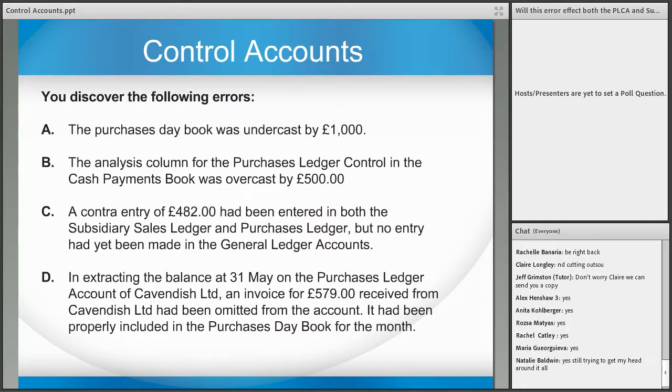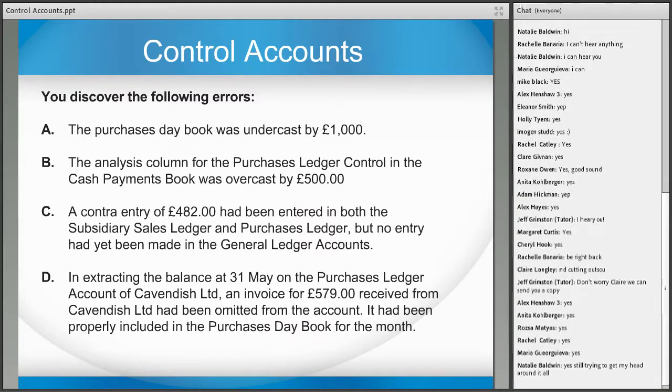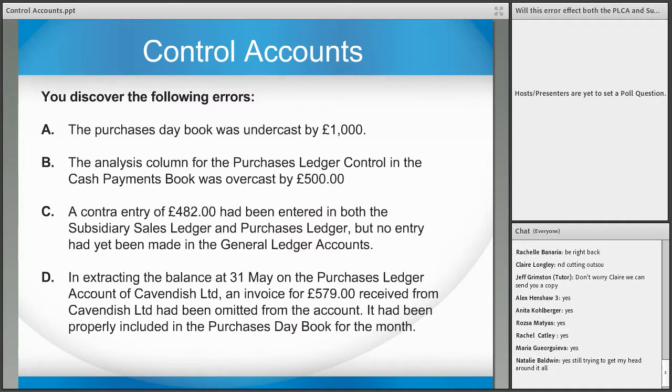The analysis column for the purchases ledger control in the cash payments book was overcast by £500. Now, let's have another poll and then we'll have a brief talk about whether it does or not. So again, get voting away. No rush, take your time to think about it. Just think about what we're saying. It's the analysis column of the purchases ledger control in the cash payments book. That's payments we've made to our supplier. Will that affect the subsidiary ledger accounts or the control account?